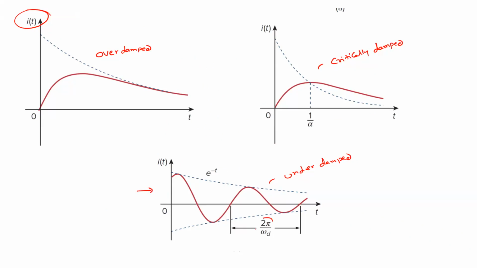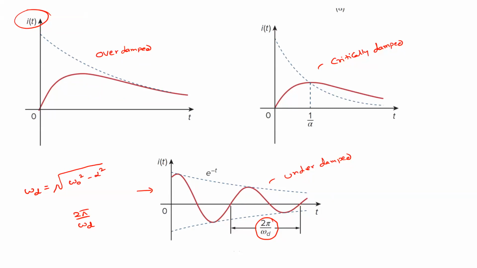This frequency, or the time period, is equal to 2 pi by omega d. What is omega d? It is the damping frequency. Its value is the square root of omega naught squared minus alpha squared.